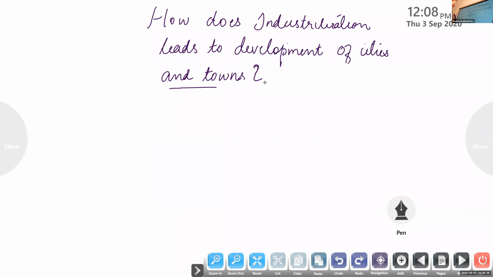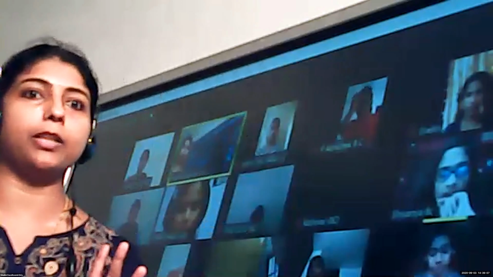Today we have discussed only two points. The first point is the factors affecting the location of industries. What are the factors affecting the location of industries? Land, availability of raw material, water, electricity, road and water transportation, communication, labor, and capital. All these are factors affecting the location of industries. So most of the industries are located where all those factors are easily available.